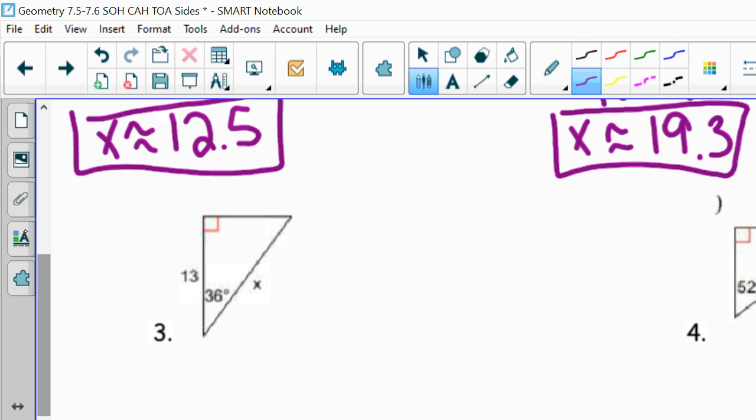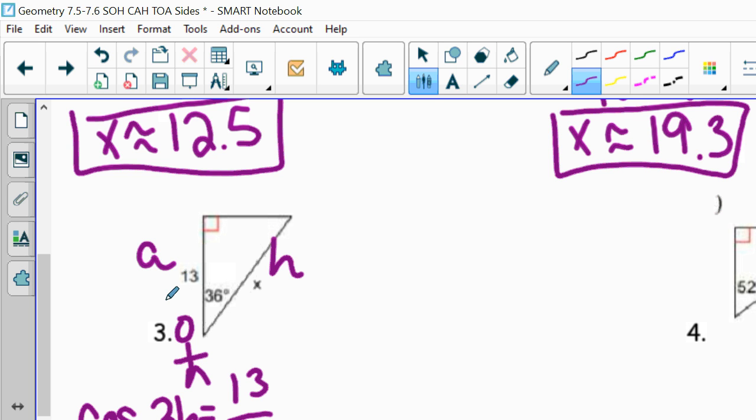Number three, this is my angle down here, 36. I have adjacent and hypotenuse. So that's the cosine. Cosine of 36 equals 13 over x. Cross multiply, x times the cosine of 36 equals 13. Divide by the cosine of 36. So when I type that in my calculator, 13 divided by the cosine of 36, I get x is approximately 16.1.